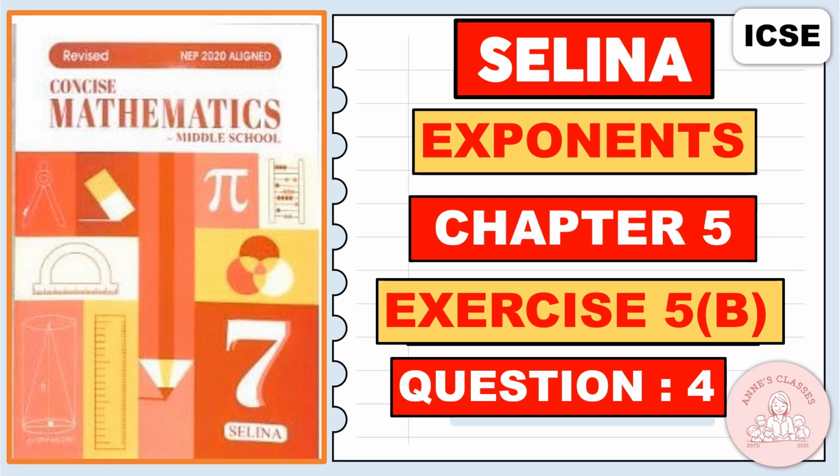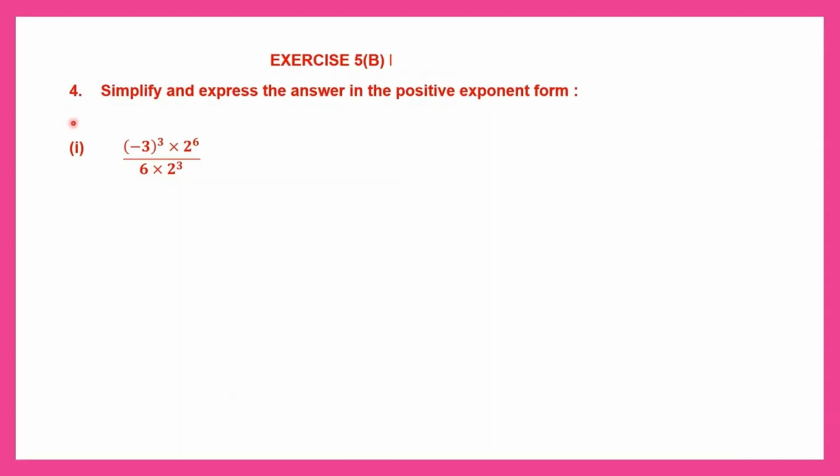Let's do exponents, chapter 5, exercise 5b. We are with question 4. Simplify and express the answer in the positive exponent form. That means our final answer should have a power that is positive.